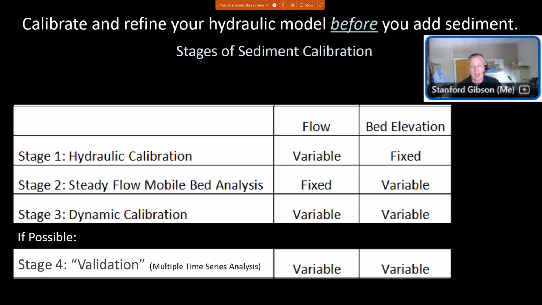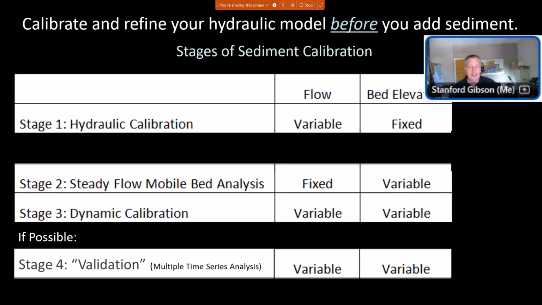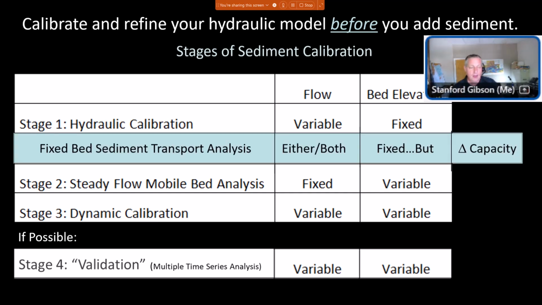Then you do your dynamic calibration with a variable flow and a variable bed. Notice they're just assuming you're doing a dynamic calibration in a sediment transport model. They're just saying there's at least 2 steps that come before that. Well, now what we've added is the ability to do an intermediate step, a 1.5, where you're going to do a fixed bed sediment transport analysis, where your flow can either be static or variable. The Arkansas team did both. And your bed elevation is fixed, but you can look at capacity and evaluate how your model changes the capacity in your system.